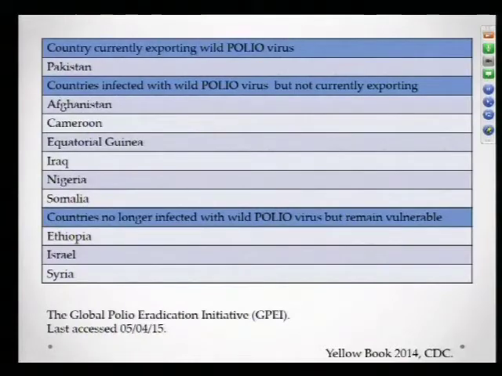So, countries that are exporting wild polio virus. Now, I shouldn't say exporting, but that's what CDC says. So Pakistan is right there. Then places like Afghanistan, Cameroon, so on, Nigeria. Countries no longer infected with polio virus, the wild strain, but remain vulnerable: Ethiopia, Israel, and Syria. So I was a little surprised to see places like Israel pop up on that map, but that's very illuminating.